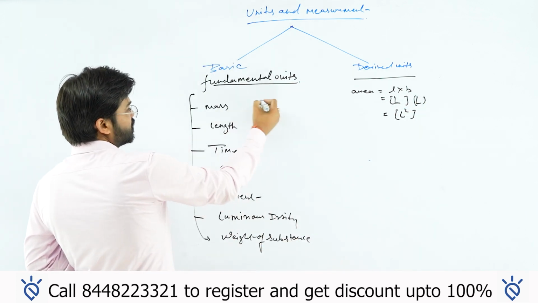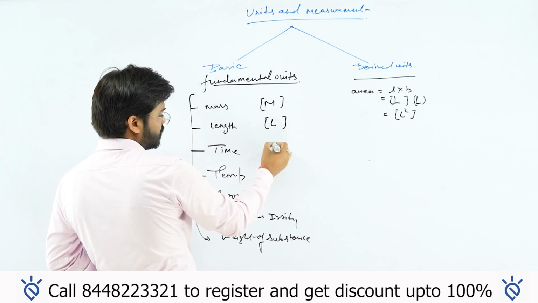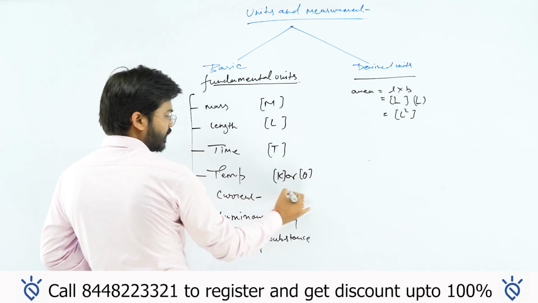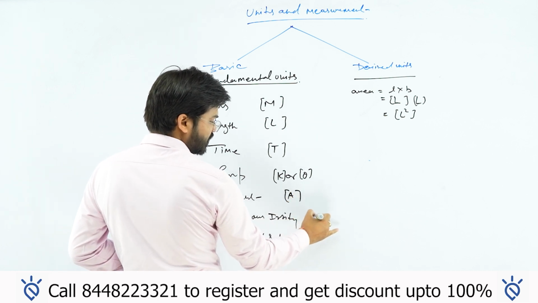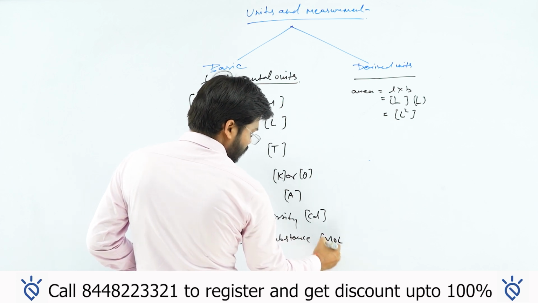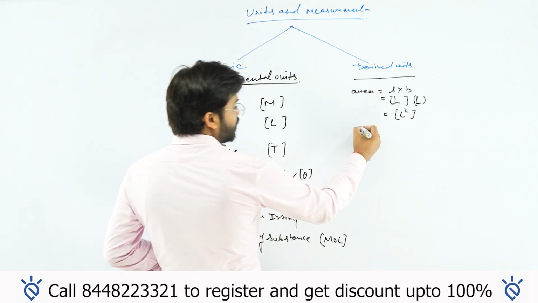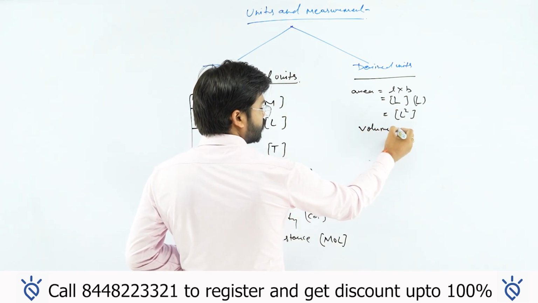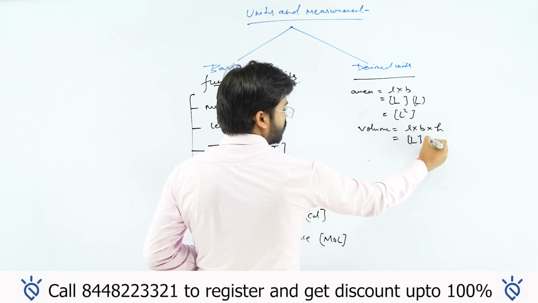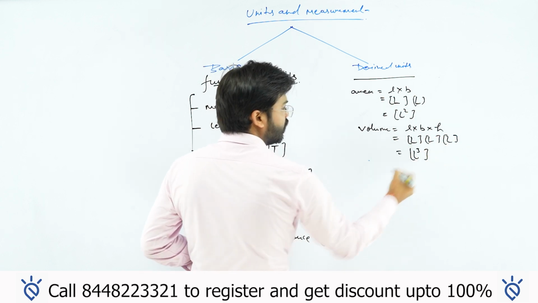We know that mass dimension is M, length dimension is L, time is T, temperature is Kelvin or theta, current ampere, luminous intensity candela CD, and the amount of substance is mole. So these are the dimensions of fundamental units. So if we find volume, the volume is length into breadth into height. So dimensions are L, L, L. So L cube is the dimension of volume.